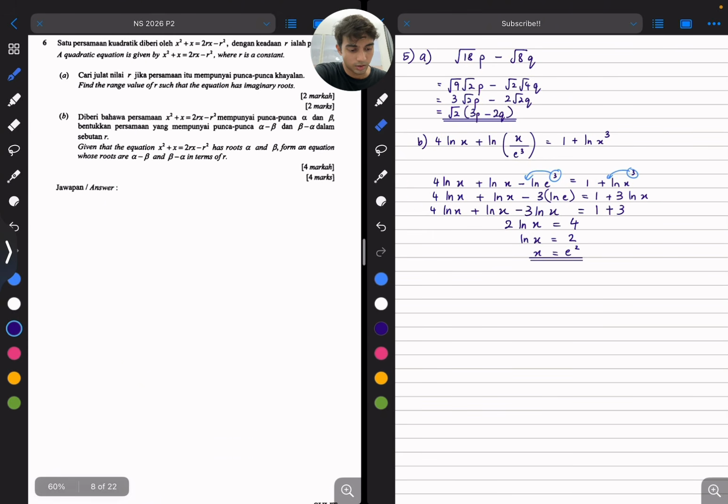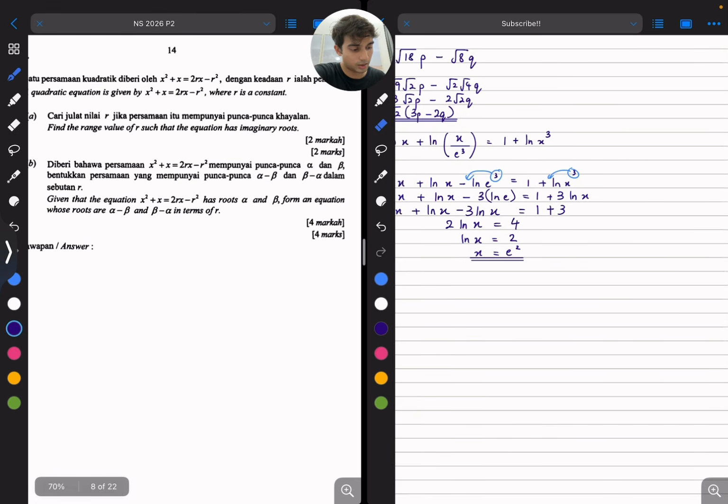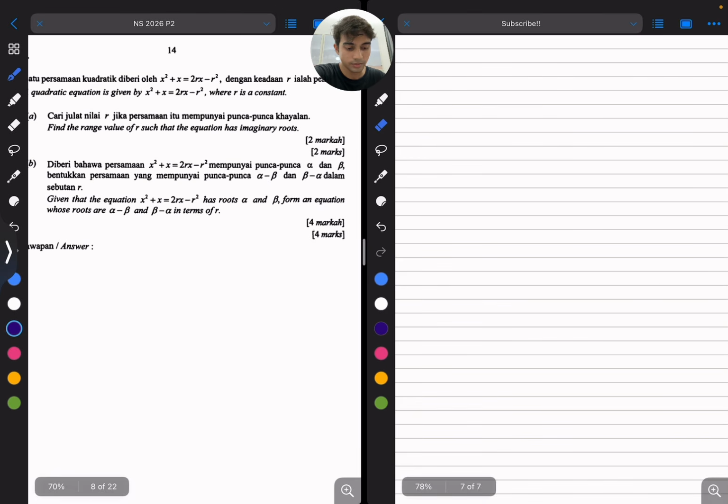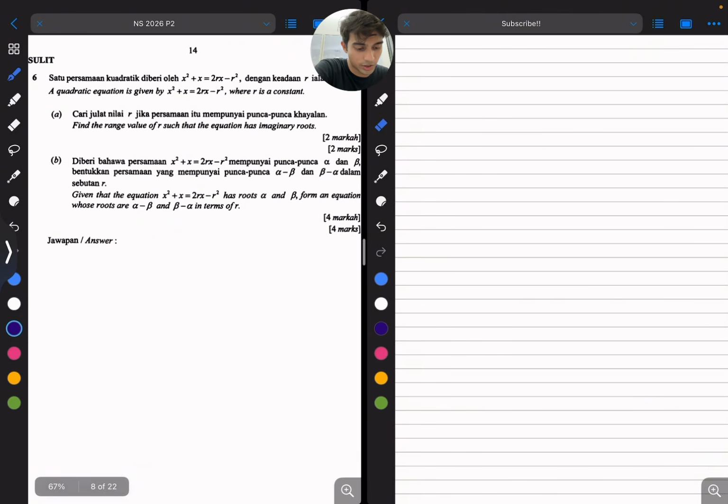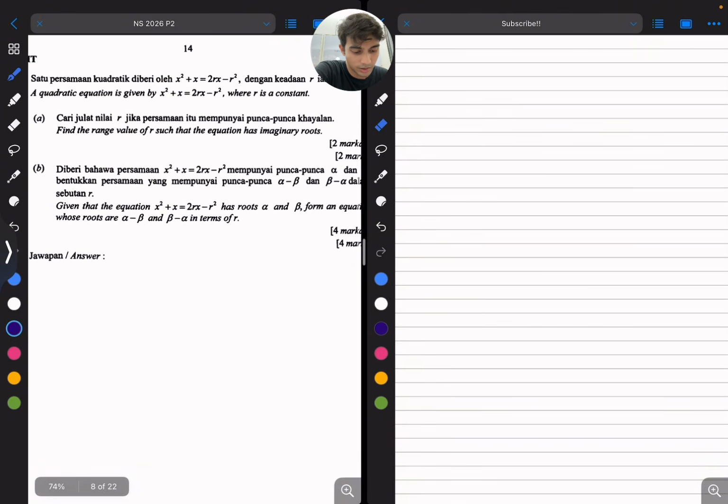Question 6. Okay, quadratic equation is given by this. Find the range of value of r such that the equation has imaginary roots. Imaginary roots means it doesn't have real roots. Okay, so let me explain.